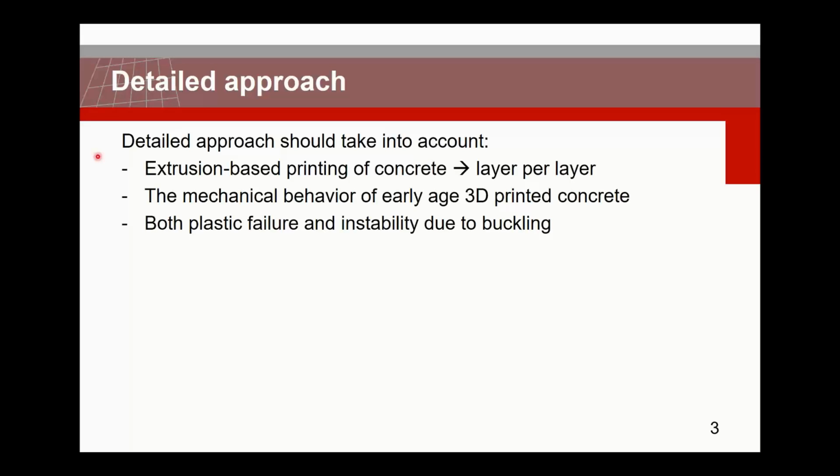Next up is the mechanical behavior of early age concrete. Since we're going to print fresh concrete, we of course cannot use regular behavior of concrete. We have to use early age behavior of concrete, and in that sense really early age behavior, since we're talking not in terms of days, but in terms of minutes or maybe even seconds. And also we need to take into account all failure mechanisms, and for 3D printing in general, that is plastic failure and or instability due to buckling.